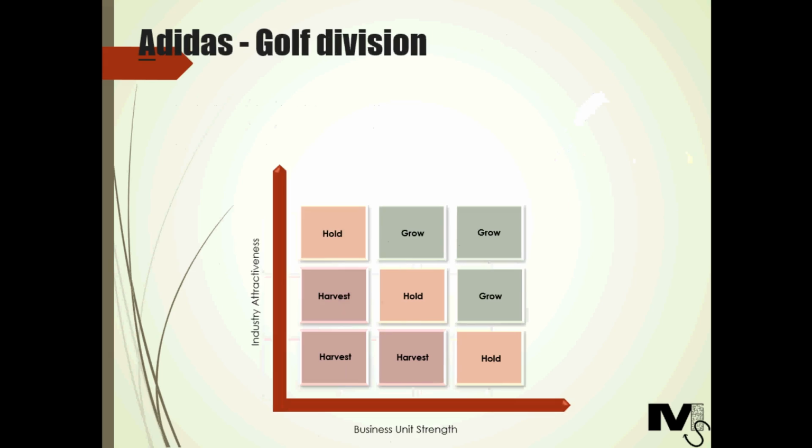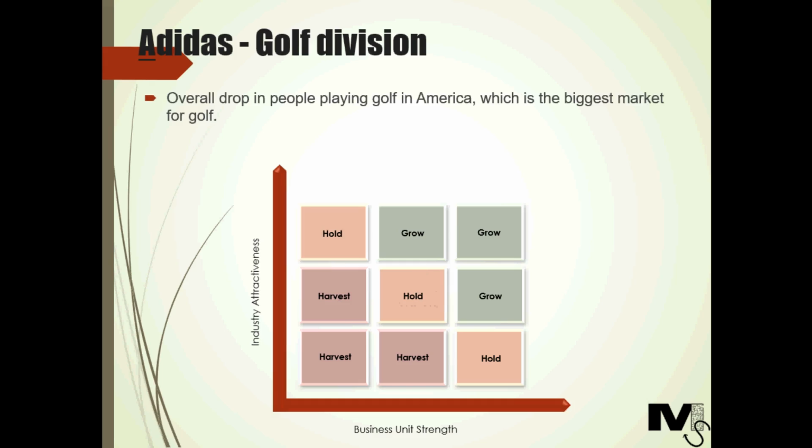The next example is the golf division of Adidas. Although Adidas's footwear division, including golf footwear, features in the grow section due to its industry attractiveness, the story is different when it comes to Adidas's golf equipment business. Much like Internet Explorer, there are external factors in play, including an overall drop in people playing golf in America, which is the biggest market for golf.